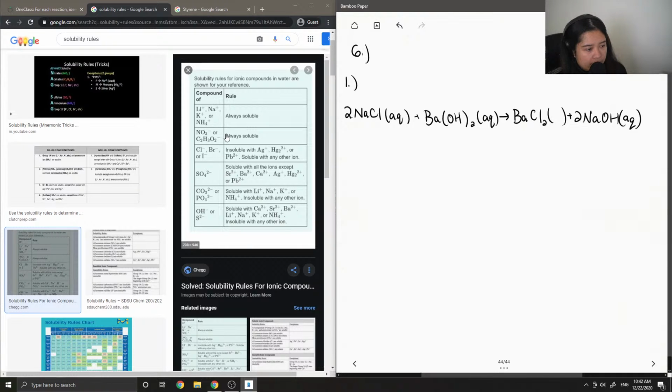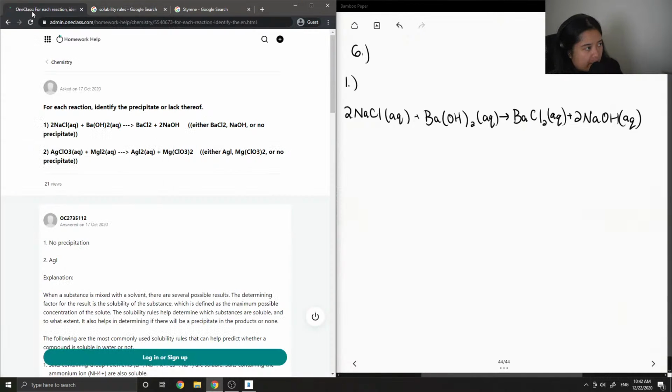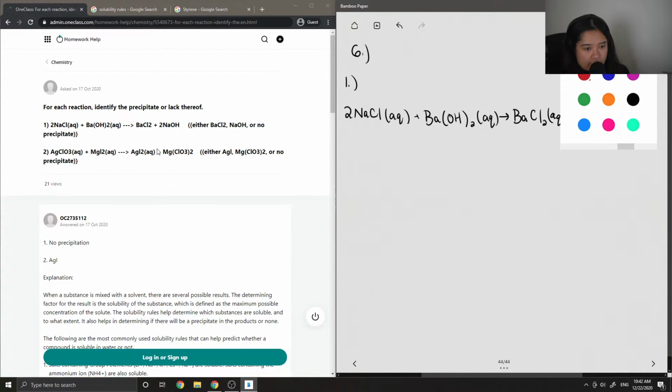Moving down here, so we look at what pertains to the barium chloride. So compounds containing chlorine, bromine, and iodine are insoluble only with silver, mercury, and lead, and they're soluble with any other ion. So therefore I can write that barium chloride is also aqueous. Okay, so let's look at the second reaction. So there's no precipitate in the first one.